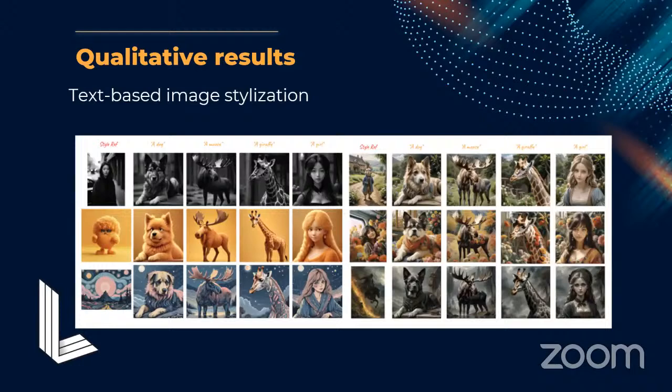The qualitative result for text-based image stylization. They conduct numerous style transfer experiments with various styles across different content, and the picture here is the result. Given a single style reference image and different prompts like a dog, a mouse, a giraffe, and a girl, it achieved highly style-consistent generation like this.